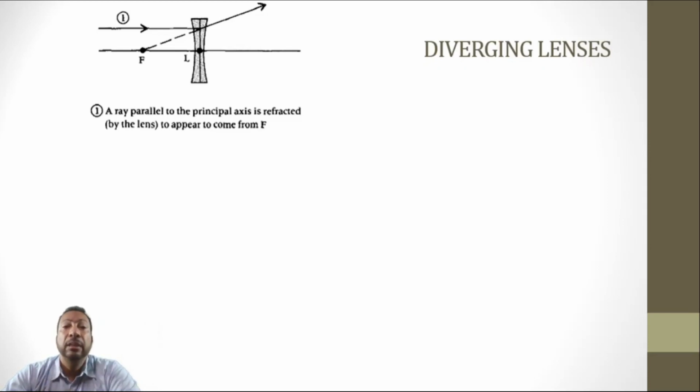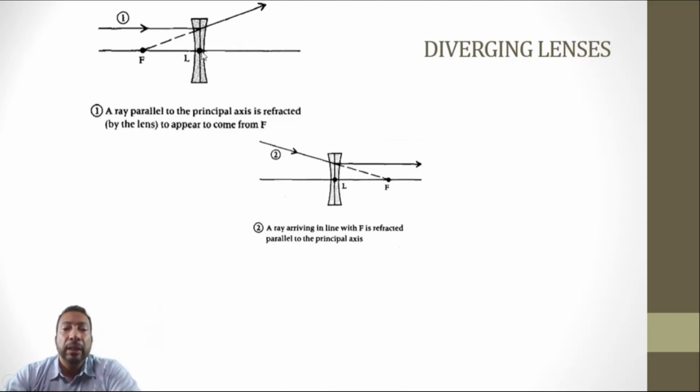It gets refracted such that it appears to come from the principal focus, capital F, on the same side of the lens as the object. Our second ray is one that is opposite to that. If a ray comes in going in the direction towards F on the opposite side, when it reaches the lens, then it goes parallel to the principal axis.